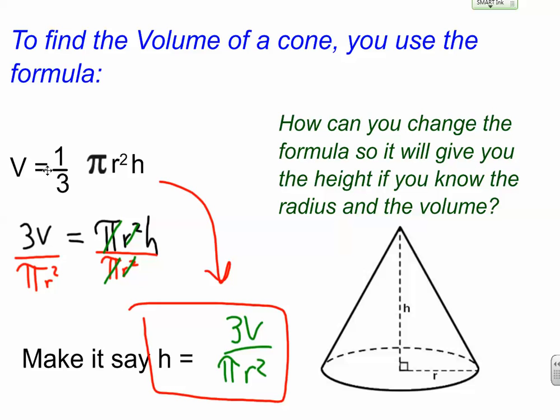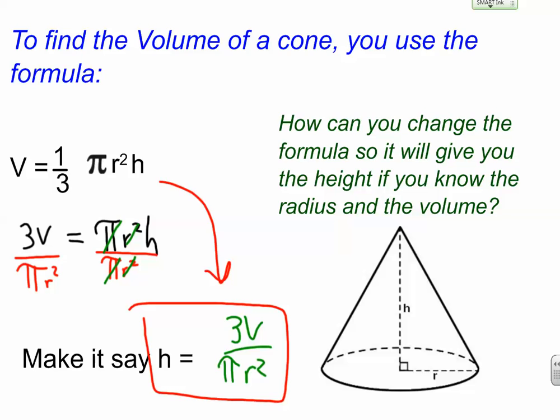So that gives me 3V on the left, and on the right side, that gets rid of my 1/3, because 1/3 of 3 is 1. And now I want to keep H, so I want to divide both sides by pi r squared. And now I have H equals 3V over pi r squared, which is what this says. So if I knew the volume, I would multiply it by 3. I would divide it by the product of pi times the radius squared. And what that would give me after the division is the height.